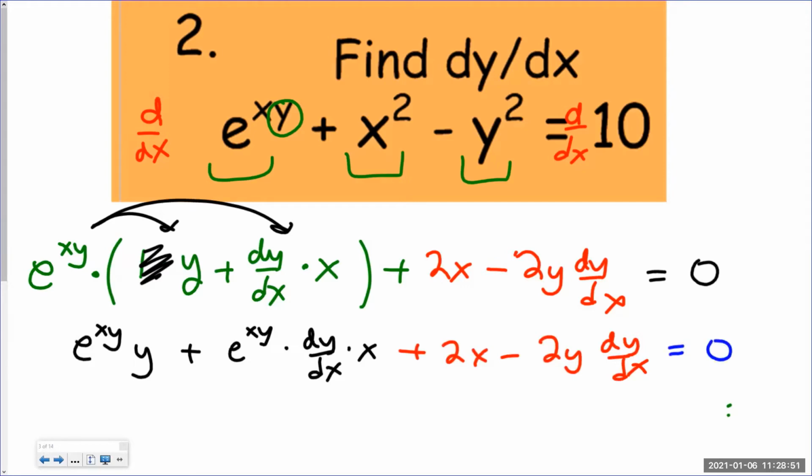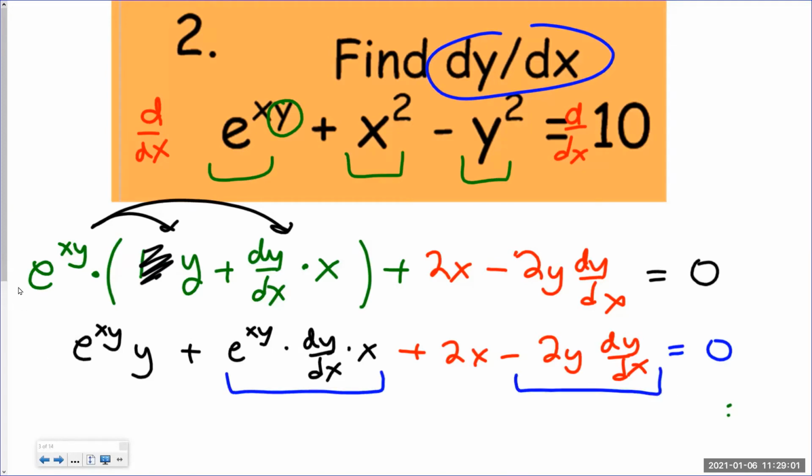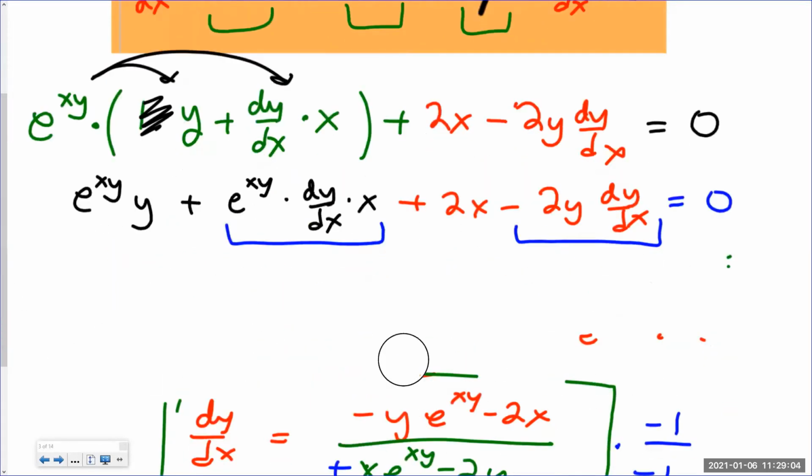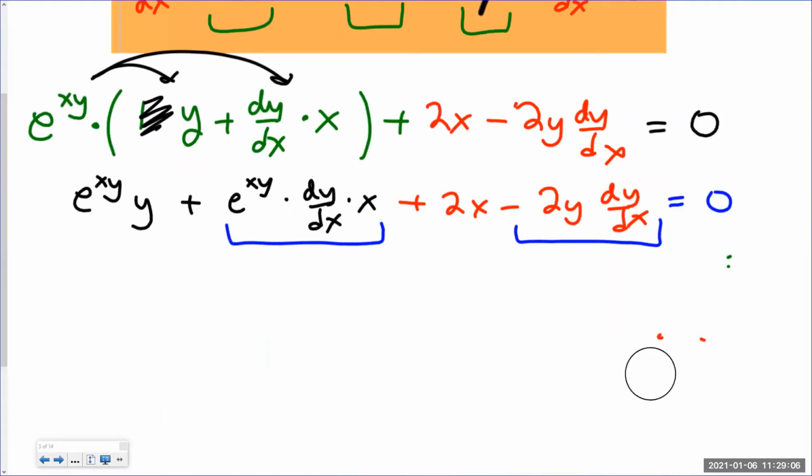Now, let's not lose sight of our goal. Our goal is to figure out what the derivative is, what dy dx is. So here's a dy dx, and here's a dy dx. Do you remember what you do? Very good. You move everything to the right side, pull all your dy dx's to the left side. But remember, if you change the side, you change the sign. Okay, you got to use real algebra.